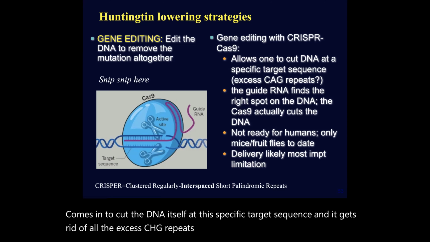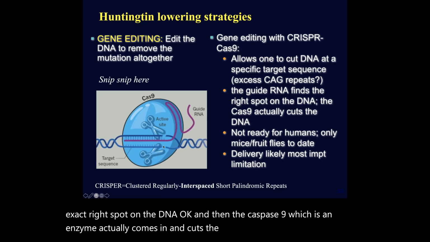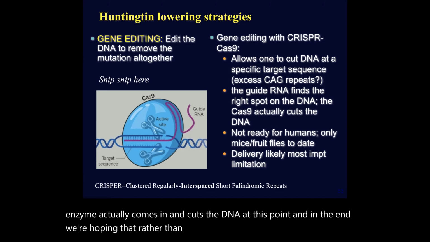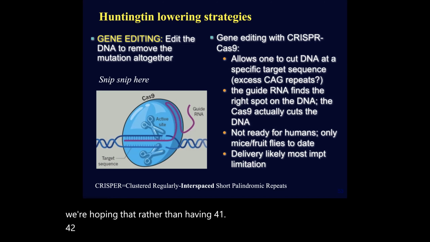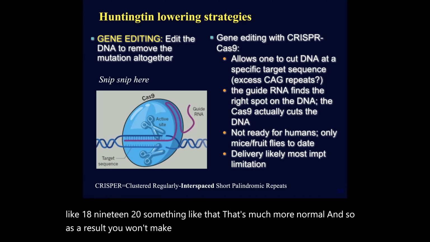and it gets rid of all the excess CAG repeats as a result. So the guide RNA finds the exact right spot on the DNA, okay? And then the Cas9, which is an enzyme, actually comes in and cuts the DNA at this point. And in the end, we're hoping that rather than having 41 or 42 CAG repeats right there, you'll end up with something more like 18, 19, 20, something like that. That's much more normal. And so as a result, you won't make any more of the mutant Huntington.